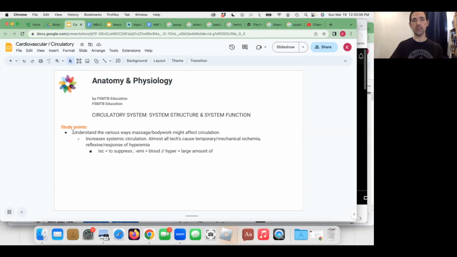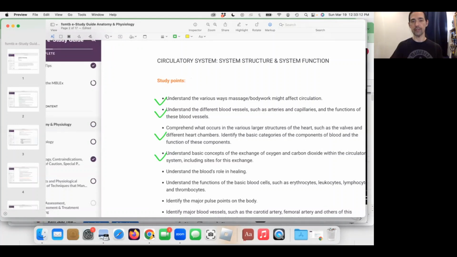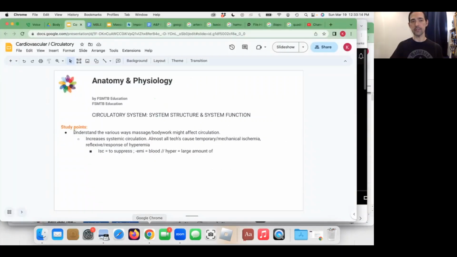Remember your study points for the circulatory system. We're going to go through 4 or 5 today. Of the study points, the first one is understand the various ways massage or body work might affect circulation. So broadly speaking, the way that massage affects circulation is that it increases systemic circulation. Systemic and local, those are terms that you want to know. Systemic means throughout the whole body or body-wide or general. And local means in the area where you're working, the area where you're applying pressure or applying the body work technique. It increases systemic circulation.